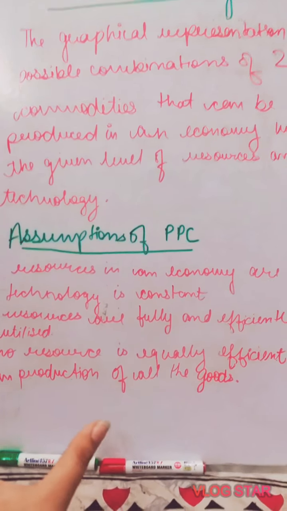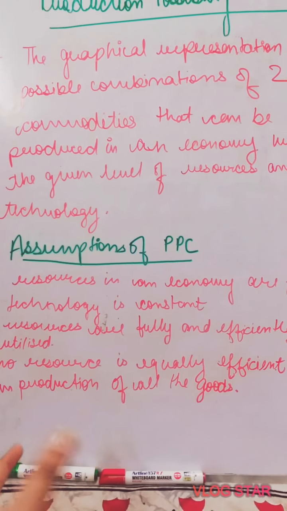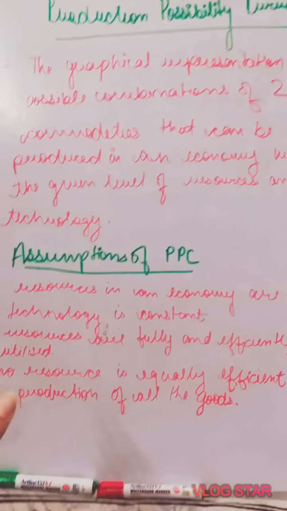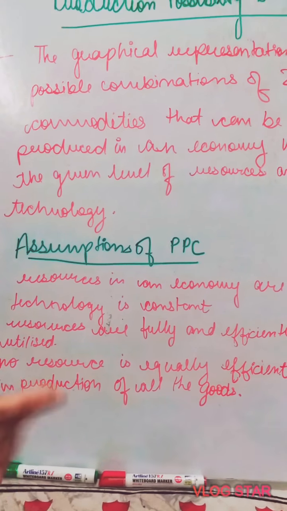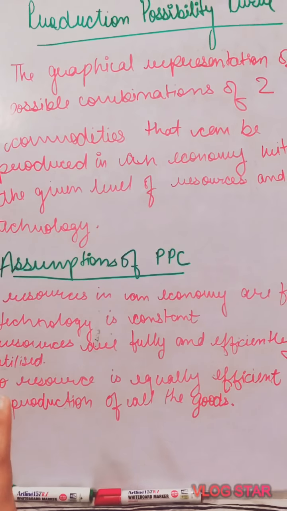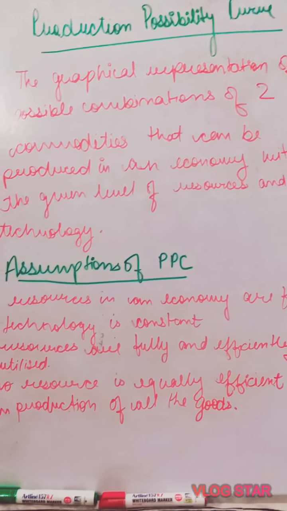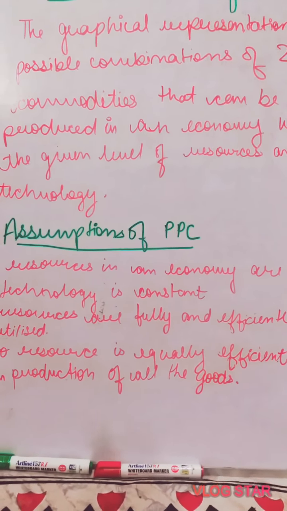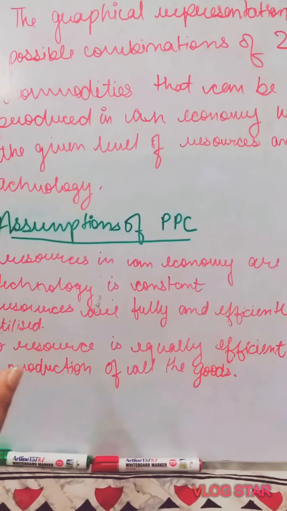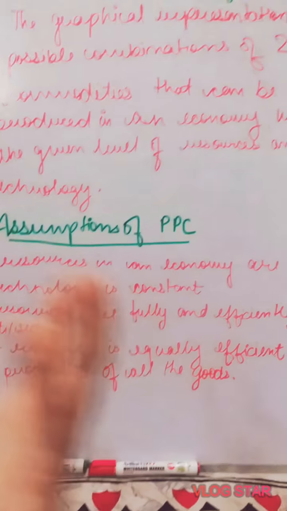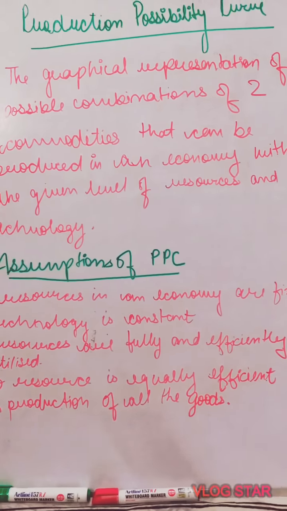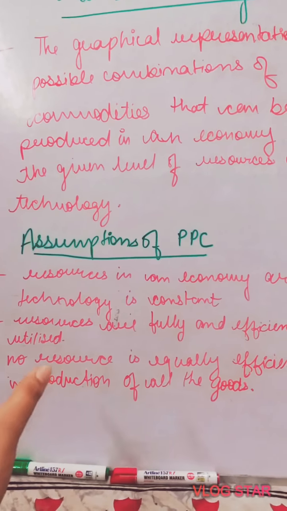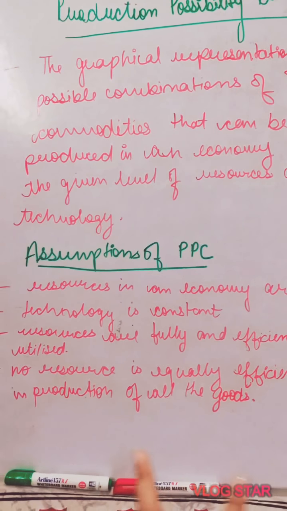That means that if we want to produce paper and we want to produce rubber, we would be using wood for producing paper, and rubber obtained from that tree would be used to make the eraser. So can we use rubber to just make paper, or wood to make rubber? I don't think so. So, no resource is equally efficient in production of all the goods.